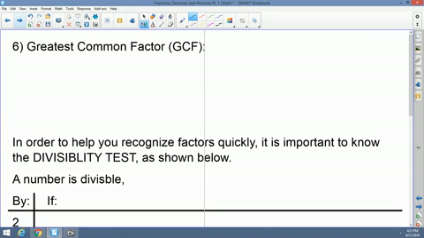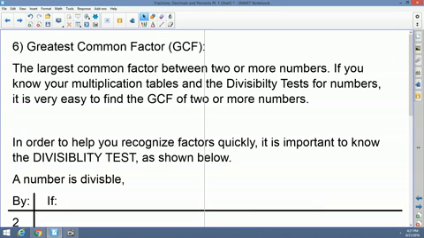Number 6. A greatest common factor. We already talked about factors, but now we're going to talk about greatest common factors. And a greatest common factor is the largest common factor between two or more numbers. If you know your multiplication tables and divisibility tests for numbers, it is very easy to find the GCF of two or more numbers. Now I'm going to help you out here, okay? I want you to be able to recognize factors quickly. And in order to do that, it's important to know the divisibility test, as shown below.